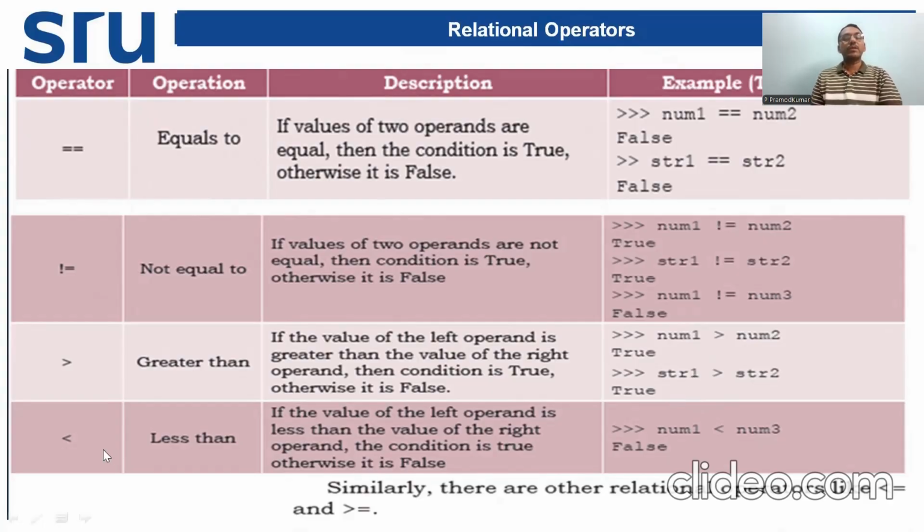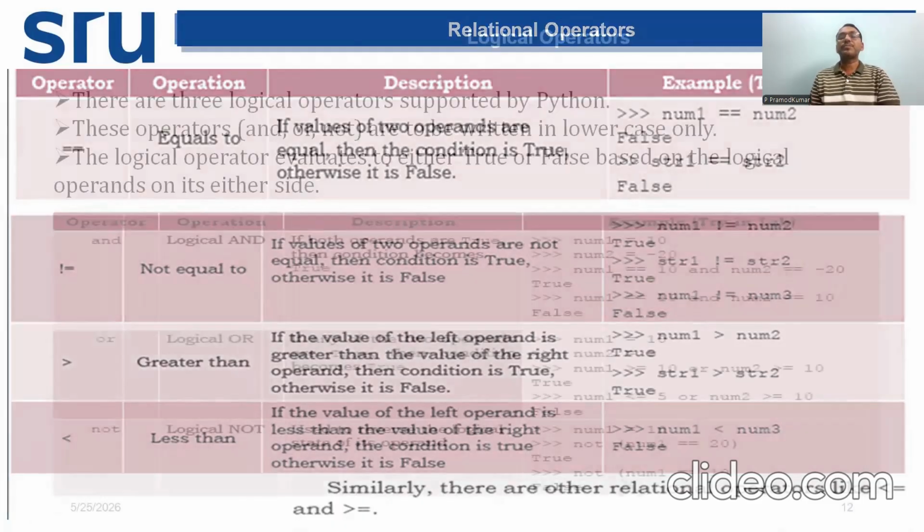Then the next one is less than. Number 1 is 10, less than number 3, which is also 10. This is false. Similarly, we can apply less than or equals to and greater than or equals to. So the relational operators are 6 here: equals to, not equals to, greater than, less than, greater than or equals to, less than or equals to. Every relational operator yields the result as either true or false, that is of type Boolean.